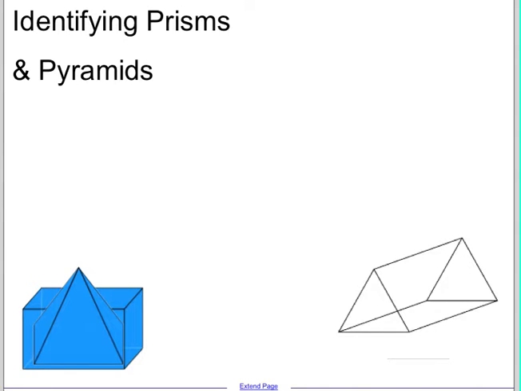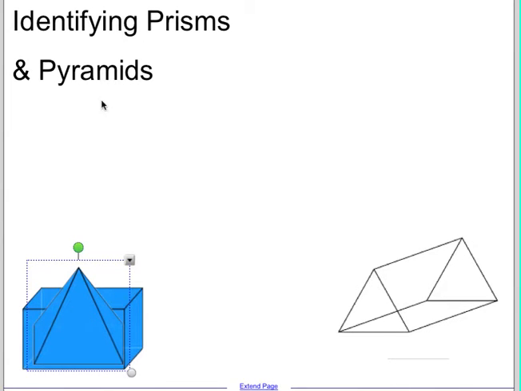Okay, so this is our flipped lesson for November 8th. What we're looking at today, with our geometry unit, is solids. Specifically, we're just going to look at identifying prisms and pyramids. I'm going to explain the difference between the two, as well as discuss some characteristics of each, okay?